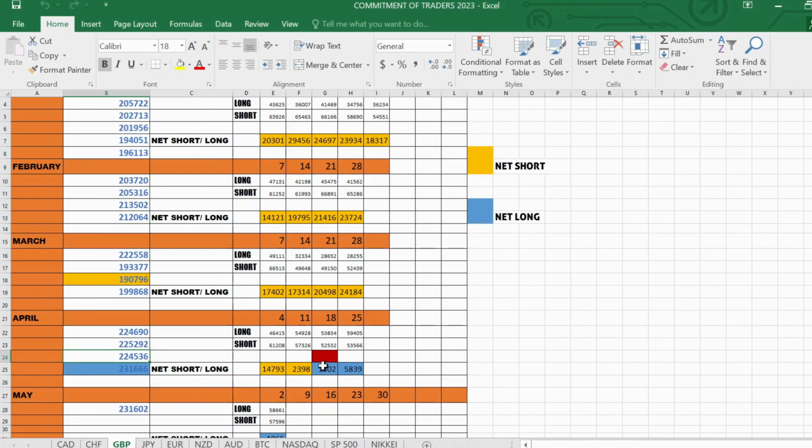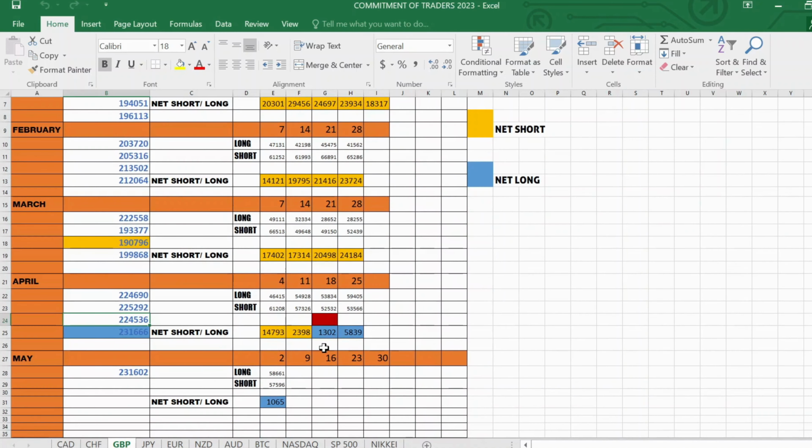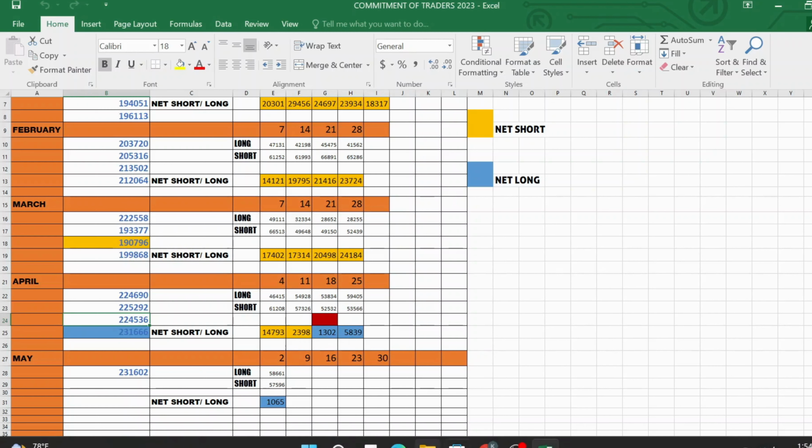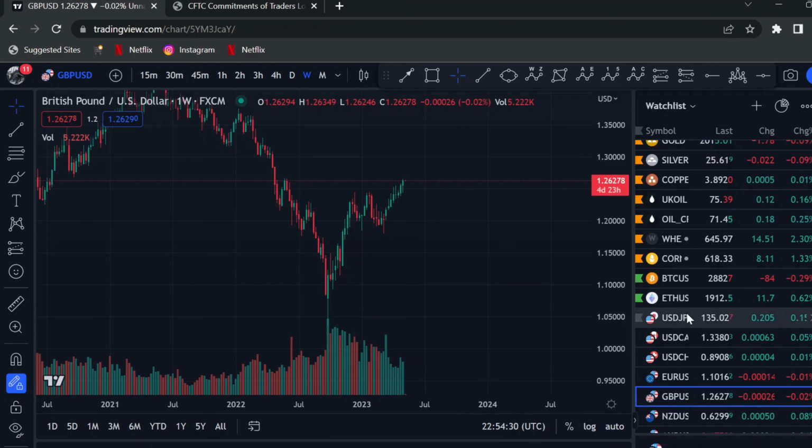So this is the point that I should have started paying attention to the pound, because this is a point where sentiment changed from bearish to bullish. And indeed, if you look at many of the charts for the pound, you can see there is a breakout.